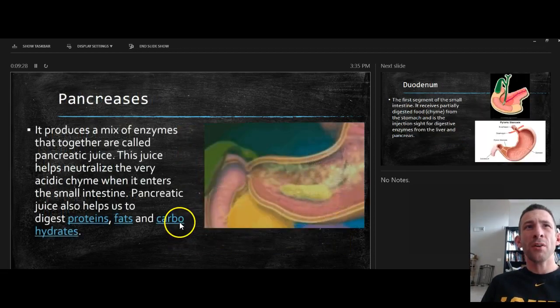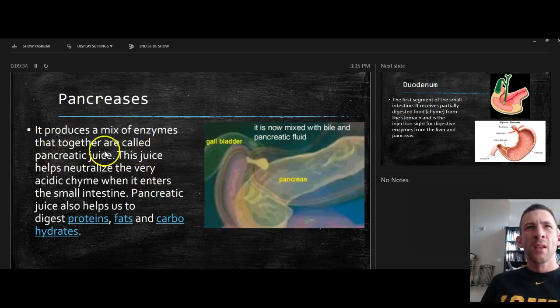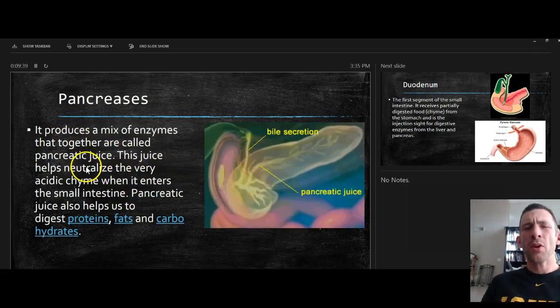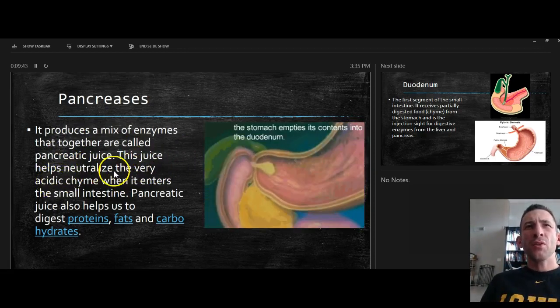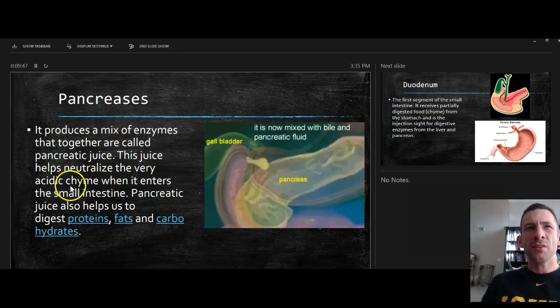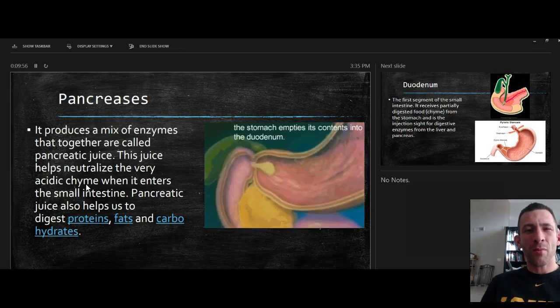So we have a lot going on in here. The pancreas is next. The pancreas has a big definition, but it's a mix of all these different kinds of enzymes. We call them pancreatic juices, but there are several different ones in there. One of the juices helps neutralize the acidic chyme, which is the term we use for basically the vomit fluid that leaves the stomach. So if you ever vomit, or throw up, you're really throwing out this thing called chyme.